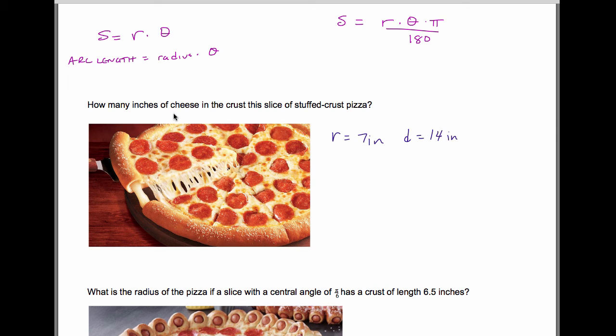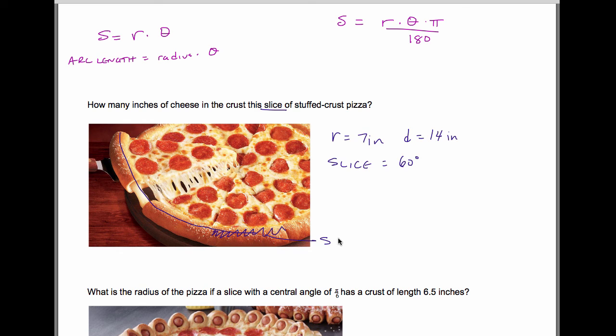And a slice is equal to 60 degrees of this pizza. So there will be 6 slices in this pizza, and a slice is 60 degrees. So how many inches of cheese is that going to be? Well, because it's the outside, this is all an arc length, but I only want to know this one.